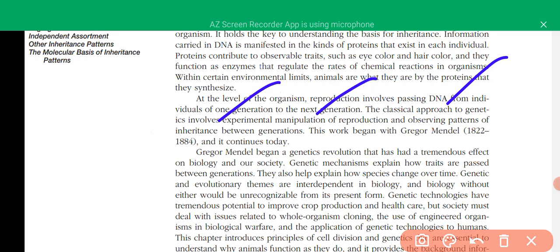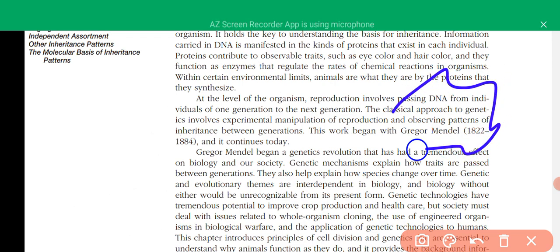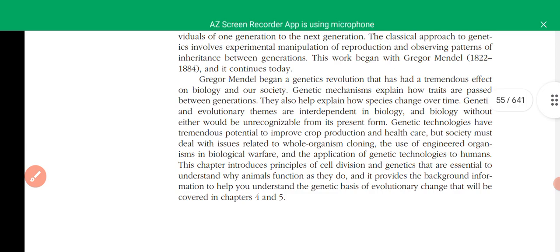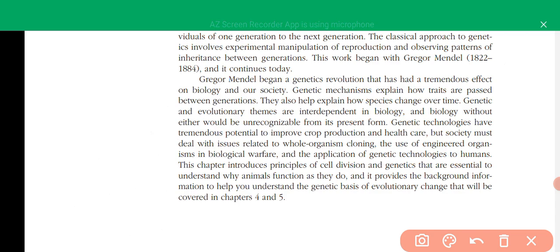Then there is the classical approach of genetics. Classical genetics was started by the experiments of Gregor John Mendel, who performed experiments and studied the pattern of inheritance of various traits in the garden pea. And from that time, genetics has been evolving, and genetics and evolution are two key concepts in biology, and biology is incomplete without genetics and without evolution.